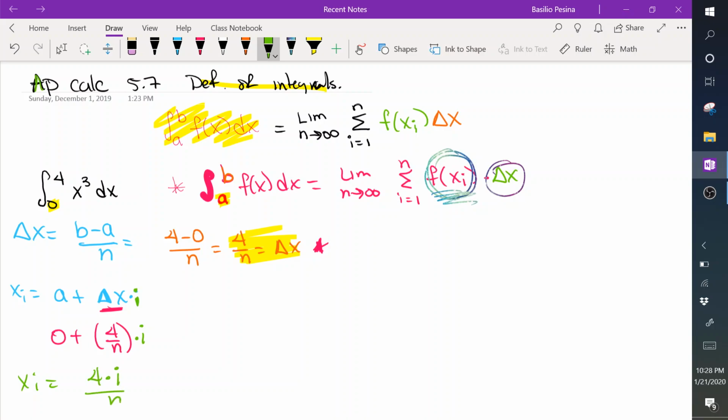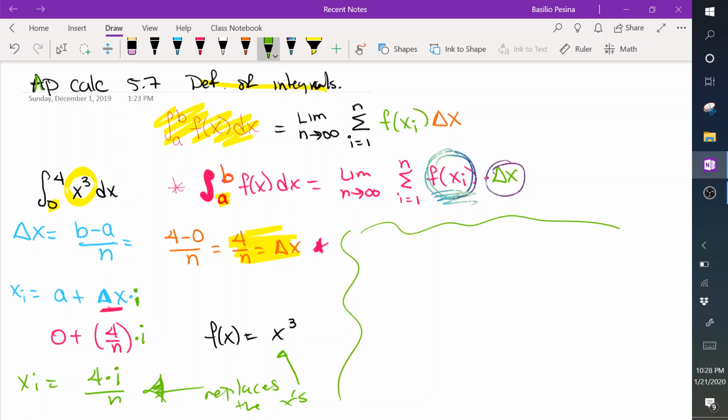Now all you have to do is find out what equation I'm going to use. Look right here, I have x to the third, so my function is x to the third. Now, very important, this part right here in green replaces the x's, so everything here. So let's write our answer. If we mimic this part right here, our answer is the following.